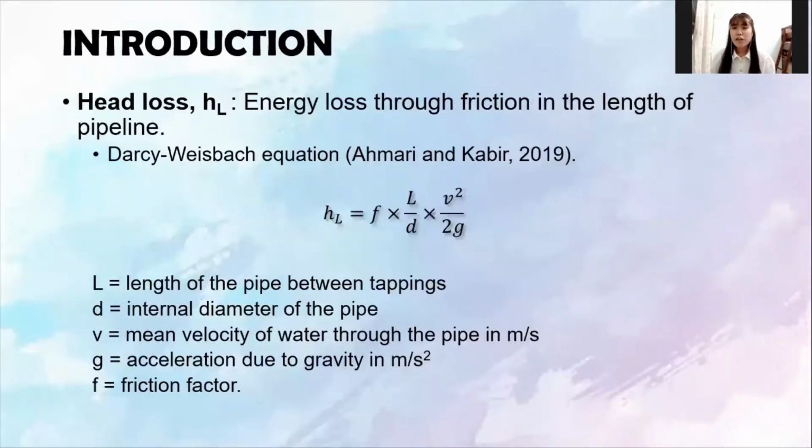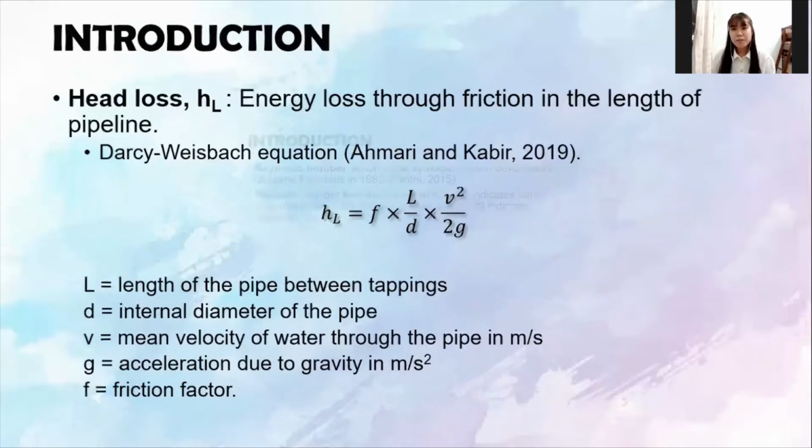So we talk about friction loss. The friction loss is due to the friction along the length of the pipeline, so energy will be lost. We call this head loss. This head loss can be calculated by using the Darcy-Weisbach equation, as shown in the slide. L is the length of the pipe between tappings, D is the internal diameter of the pipe, V is the velocity, g is the acceleration, and f is the friction factor.